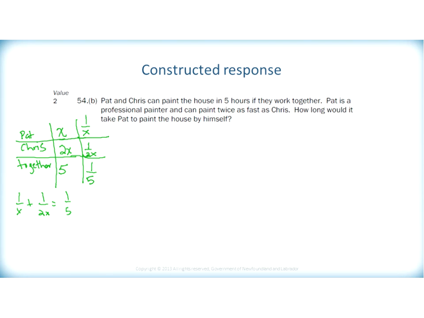Another option, and some of you may have set it up this way, is 5 over X and 5 over 2X, and together they do one full house. And so another option would be 5 over X plus 5 over 2X, which equals 1. I will continue with the first one, and then we'll do the second. 1 over X plus 1 over 2X equals 1/5.